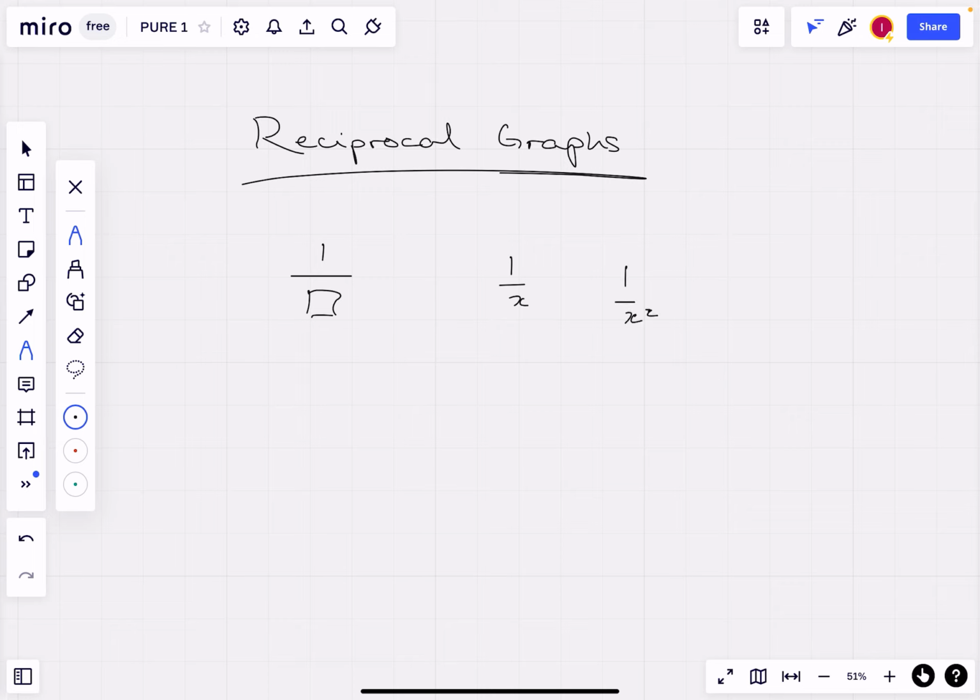So the 1 over x graph, the y equals 1 over x graph, shall I say, will look something like this, where your axes, your x and y axes, are asymptotes. An asymptote means a region that a line goes towards but never touches.